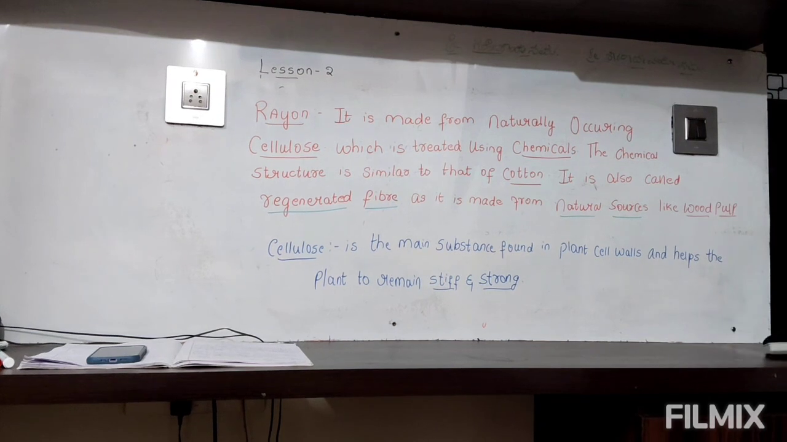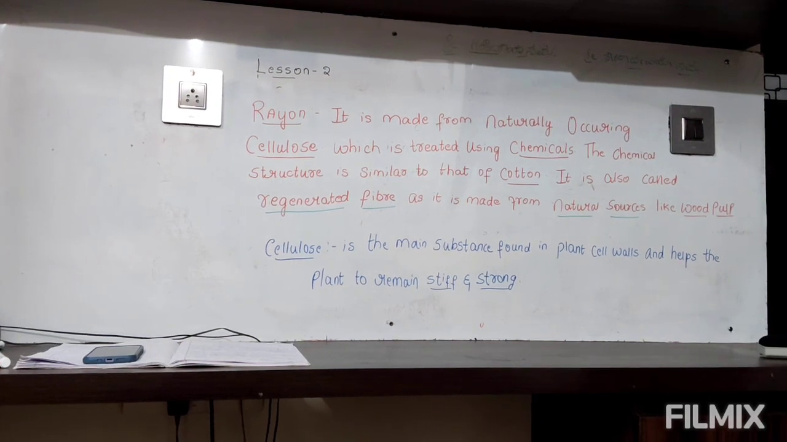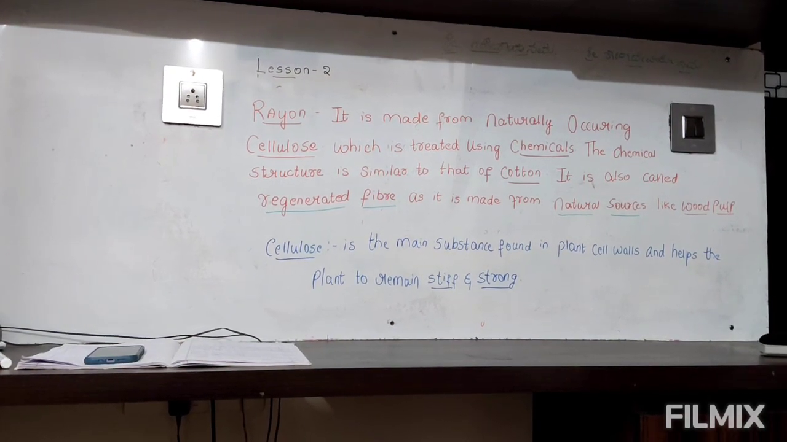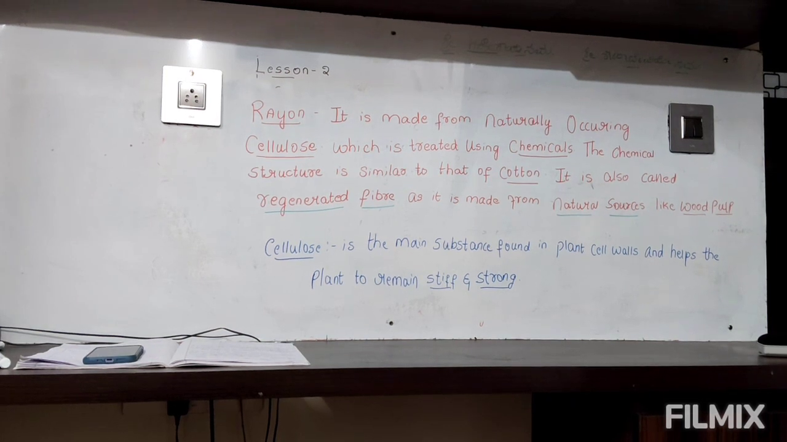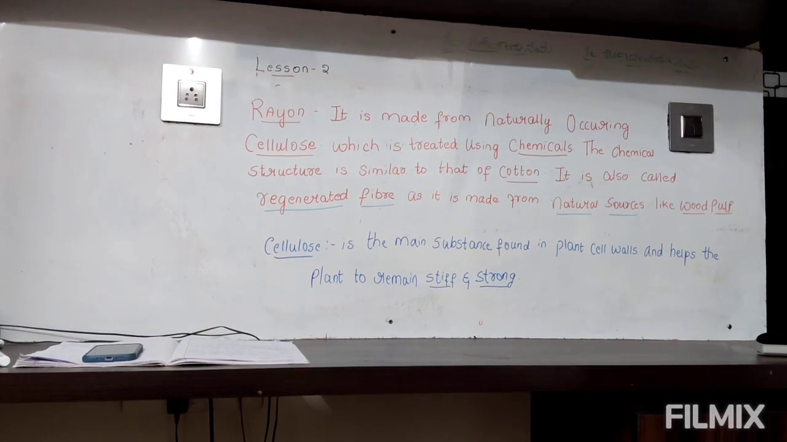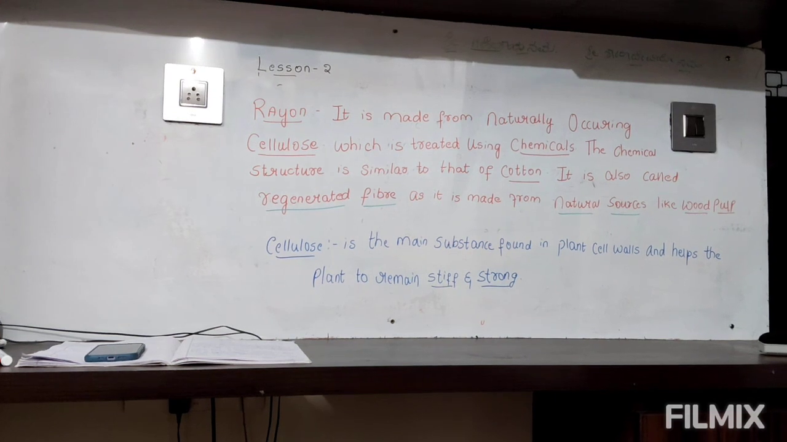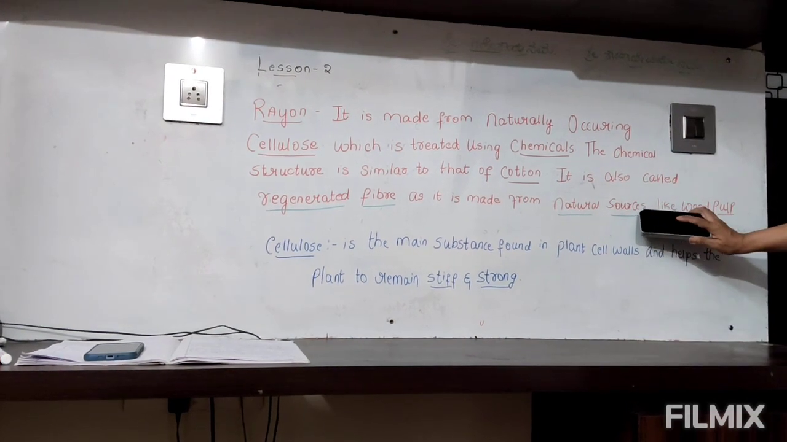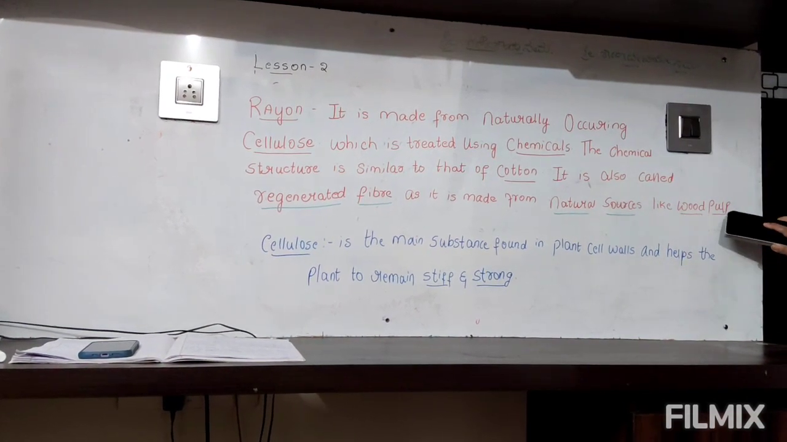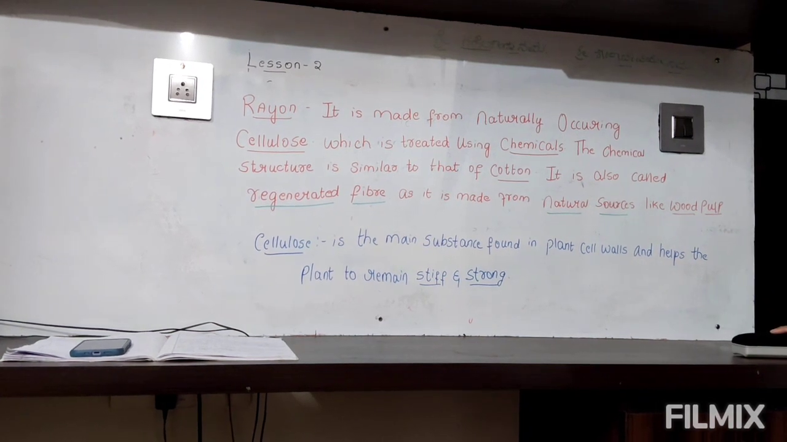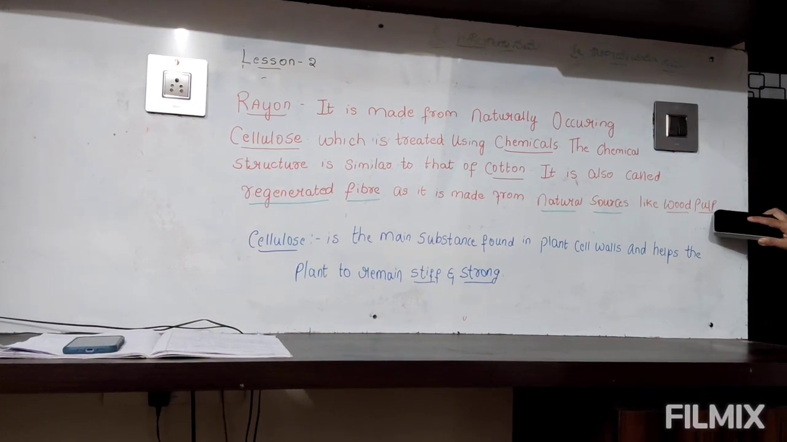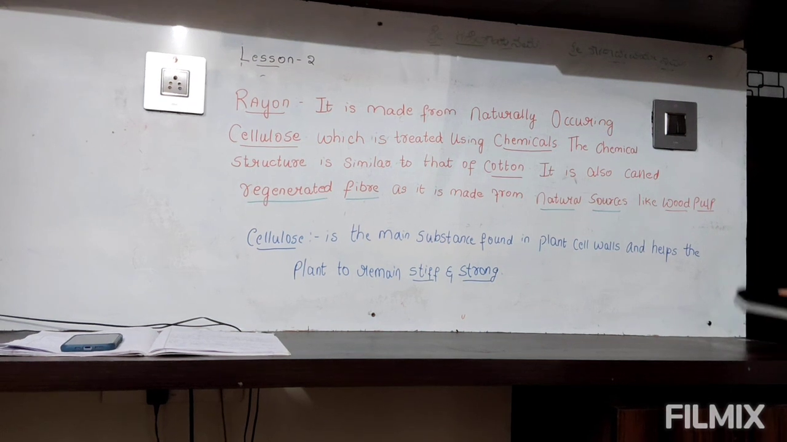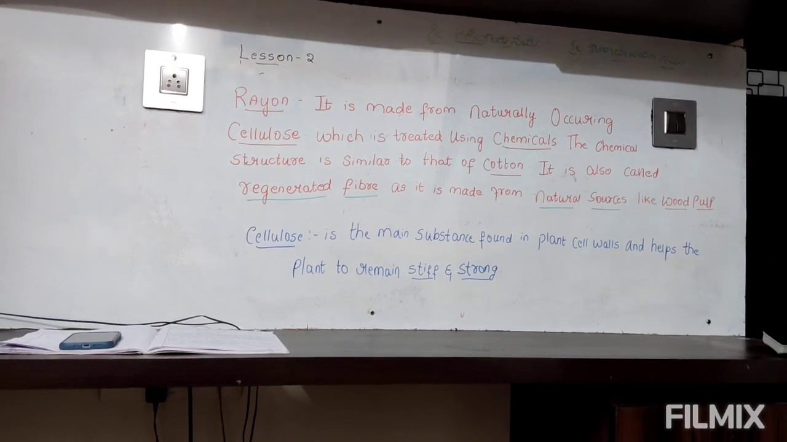The chemical structure is similar to that of cotton. Rayon is also called a regenerated fiber because it is made from natural sources like wood pulp. Paper is originated from the wood pulp itself. I'll show you the figure here.